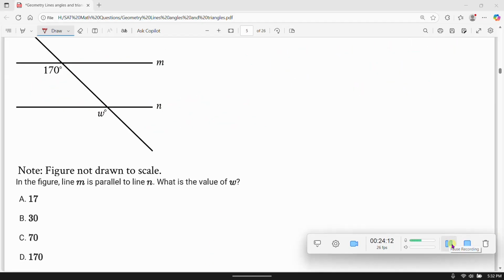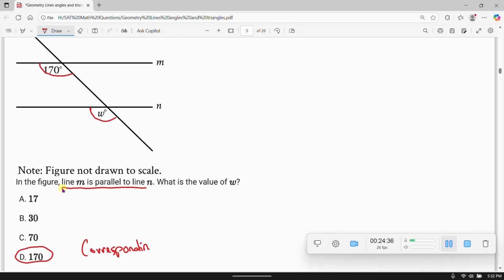So we have line M parallel to line N. What is the angle W? So seeing those two parallel lines, those two angles need to be the same. We call them corresponding angles. So if you want to know the relationship, we call it corresponding angles.